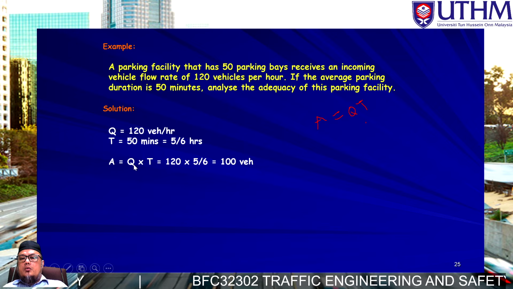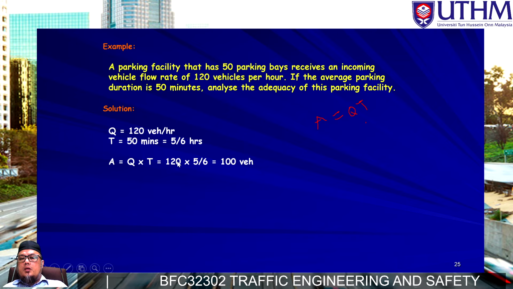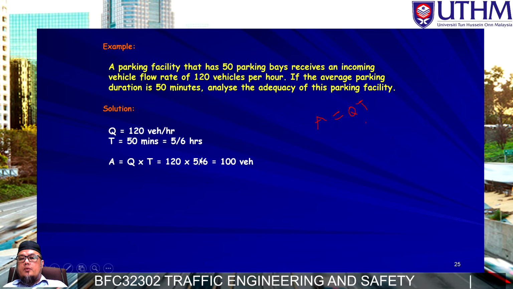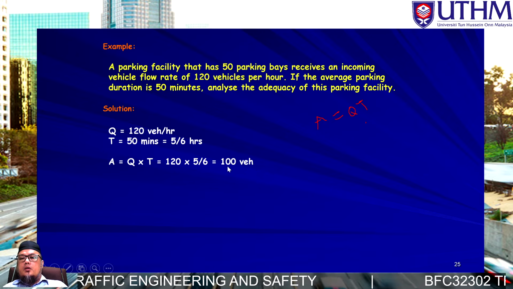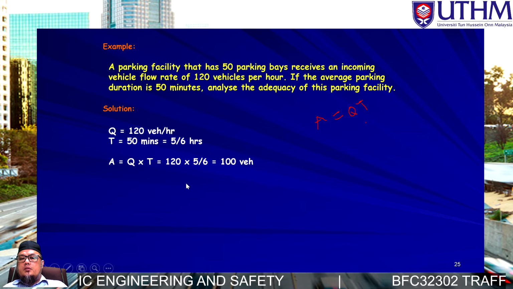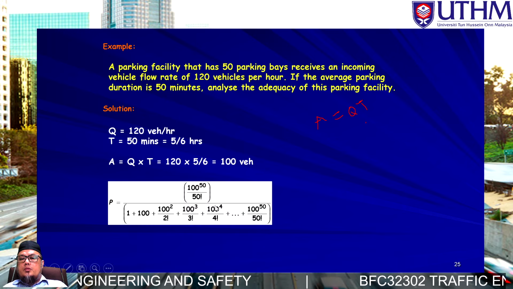Okay, A equals Q multiplied by T, 120 multiplied by this number. We convert this into a fraction, or you can use the decimal directly. We obtain 100 vehicles for A. Then we can proceed with the calculation for this formula. So remember this formula.